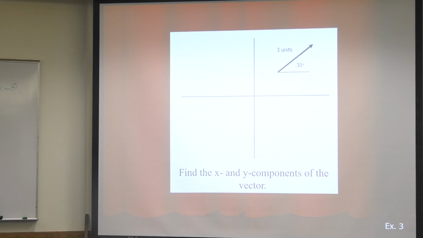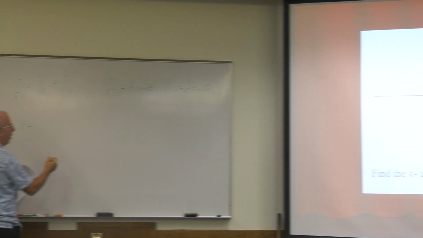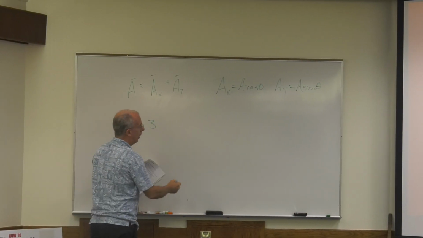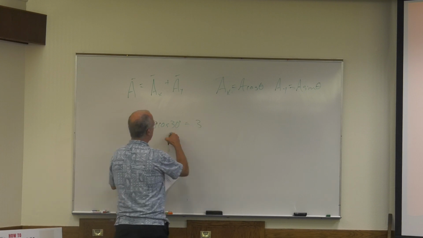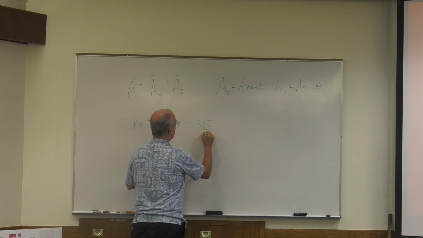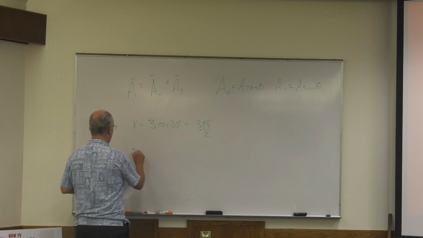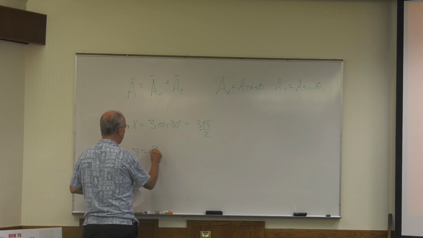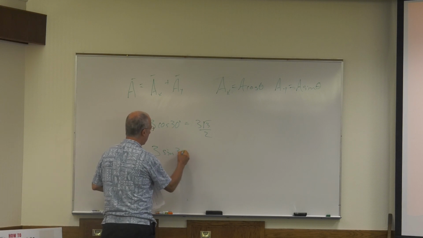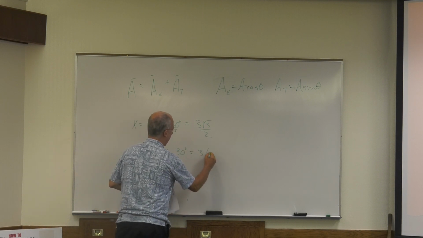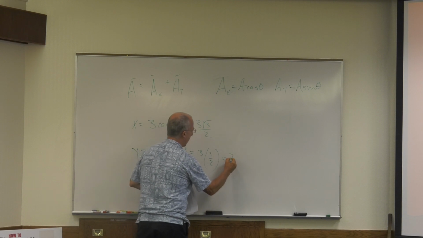Okay, so let's do it. So x is equal to the hypotenuse, which is 3 times cosine of 30. So cosine of 30 is radical 3 over 2. And then y is the hypotenuse, 3 times the sine of 30, so it's 3 times a half, which is 3 halves.